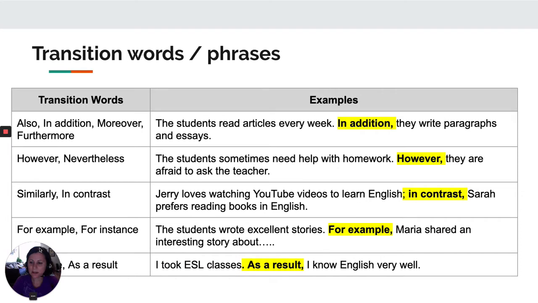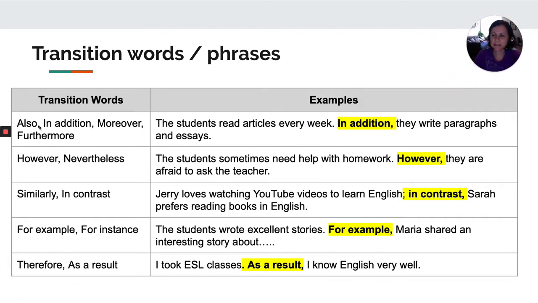First, let's talk about transition words and phrases. You may have studied these already in your grammar classes, I'm not sure, but I'm going to go over them. These are words like also, in addition, moreover, furthermore. You can use these to show that you want to give an additional idea. It's similar to and. The students read articles every week. In addition, they write paragraphs and essays. This is the same as also or and. So we can combine these sentences with this transition word.